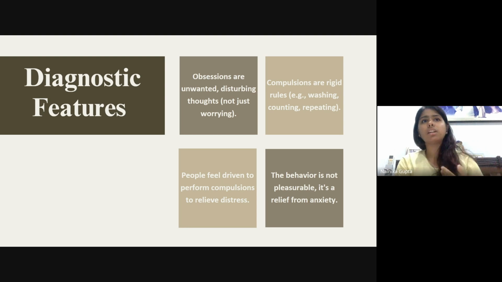Imagine your brain is telling you a scary lie again and again and again, and you have to do a ritual to feel okay. So that is what OCD is. It is not about being neat or clean. It is about being anxious and not in control.